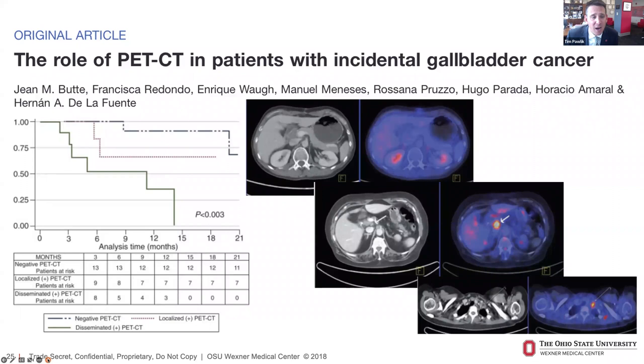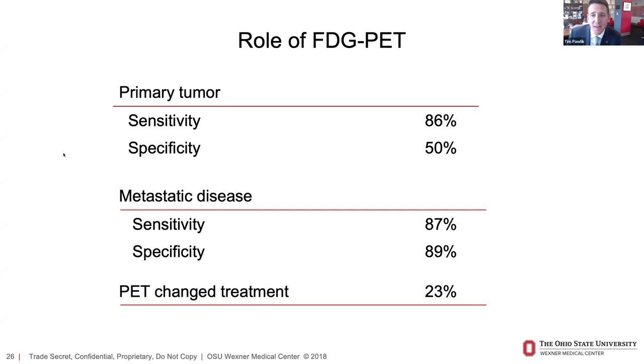As I noted, PET scans tend to be very, very sensitive for both the primary tumor and metastatic disease, and it may change treatment in up to 1 in 5 or 1 in 4 patients. So I will use a PET scan selectively in patients who have had incidental gallbladder cancer. It really depends on the T stage or the T category of the disease. And also if the gallbladder has been perforated at the time of the lap chole, because if it has, I'm obviously much more concerned about disseminated disease.